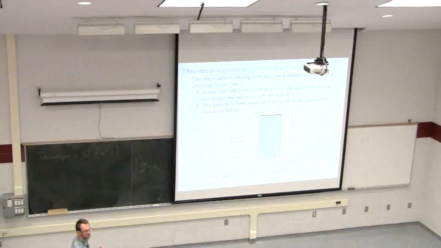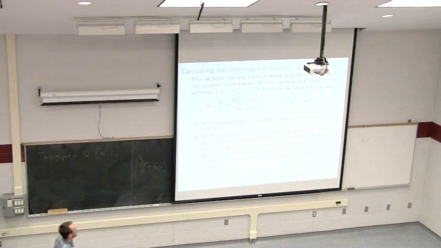For a given centrifuge that your company happens to have, you can pick Q. So we want to know what that Q might be, and we can calculate Q in this way. Given T star, the time taken to separate out a particle, V is the volume of the liquid in the centrifuge, and that's given by a formula that looks very familiar to you: pi times the difference in the radius squared times the height, h.